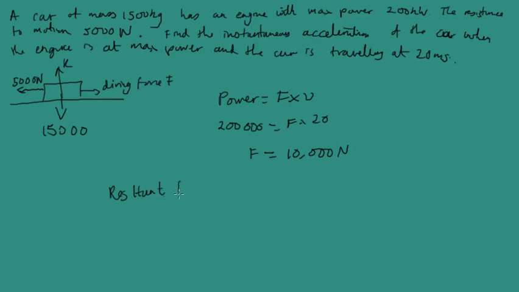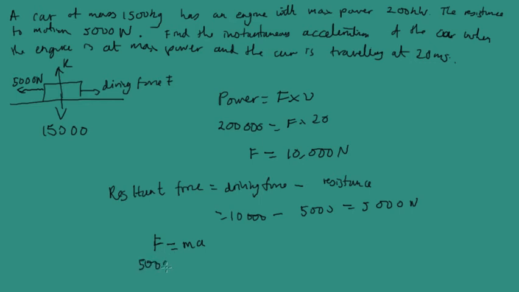Now the resultant force, which is actually the one that will be causing our acceleration, is the driving force minus the resistance. 10,000 minus 5,000, and that'll be 5,000. So because of Newton's second law, the force is F equals ma. So we've got our 5,000 newtons. Our mass is 1,500 times a. So that gives us an acceleration of 3.33 meters per second squared.